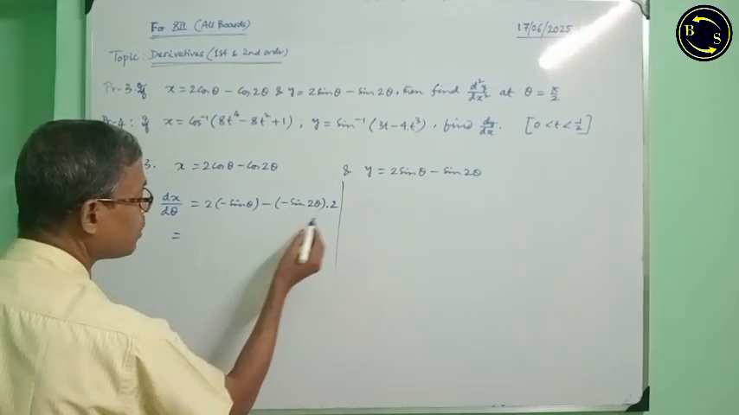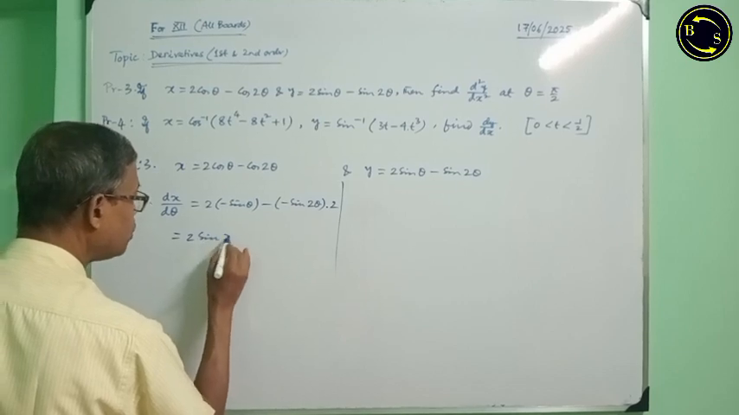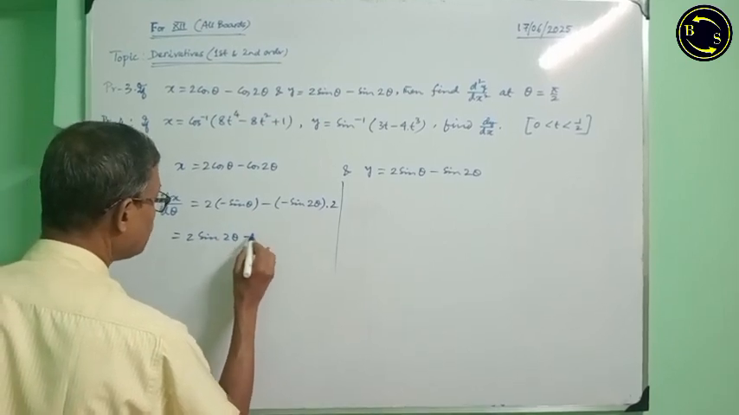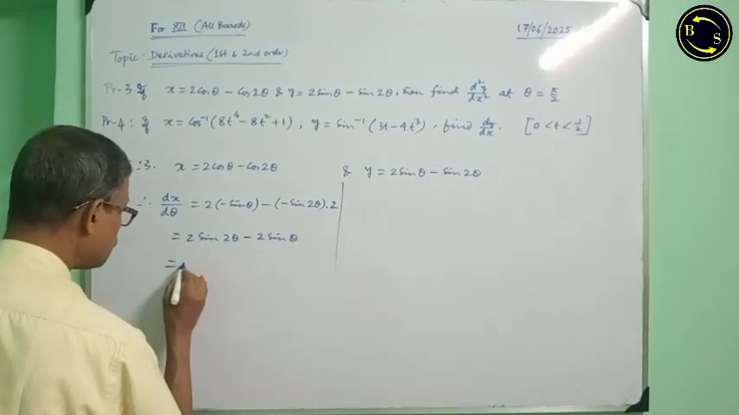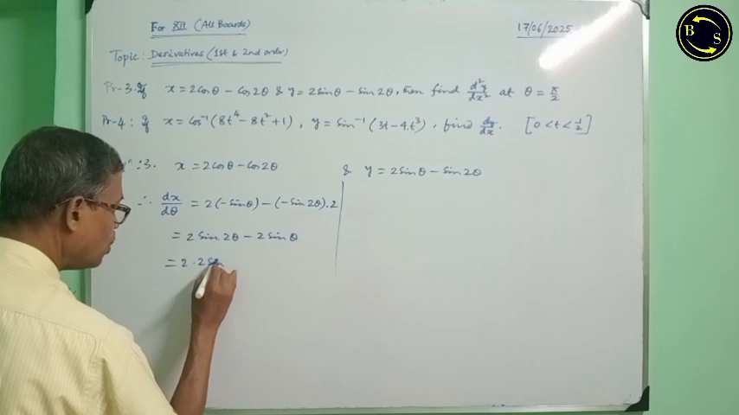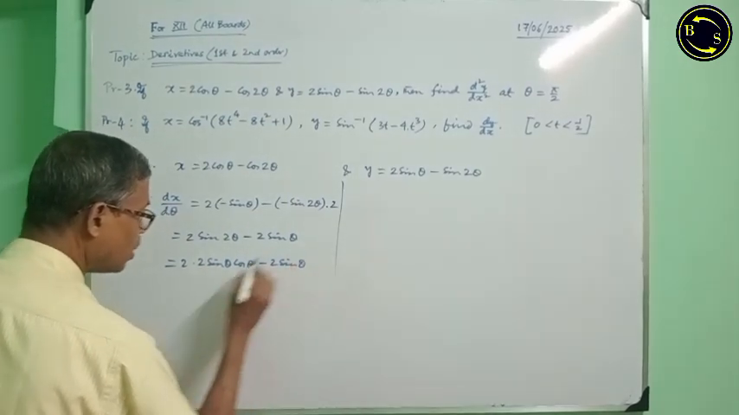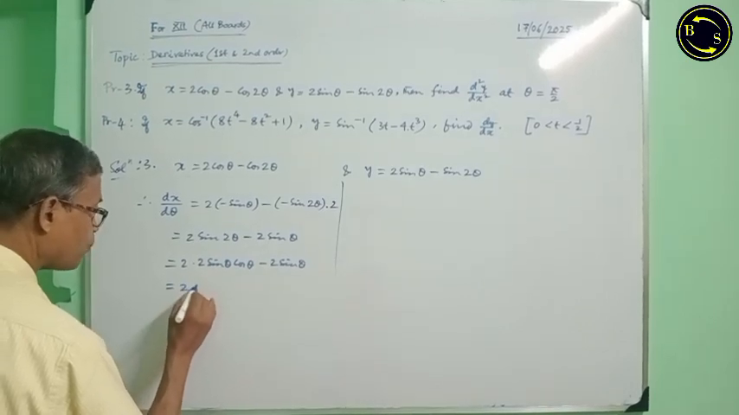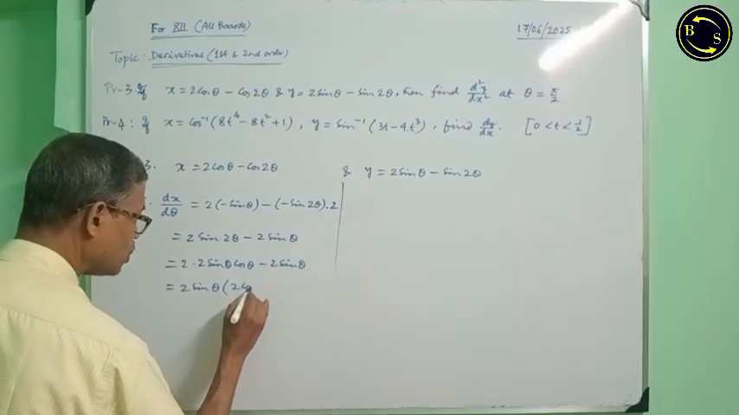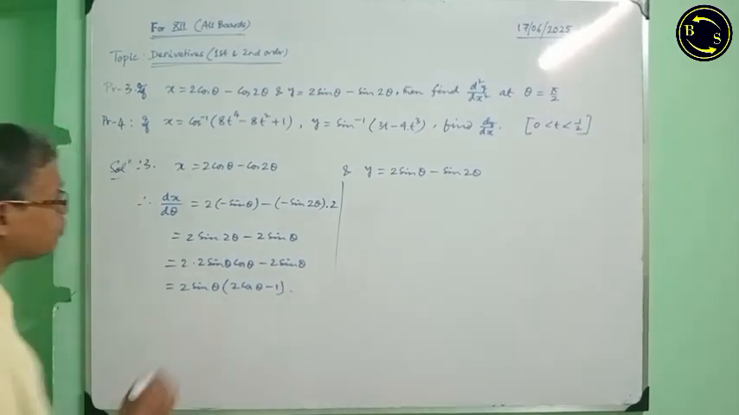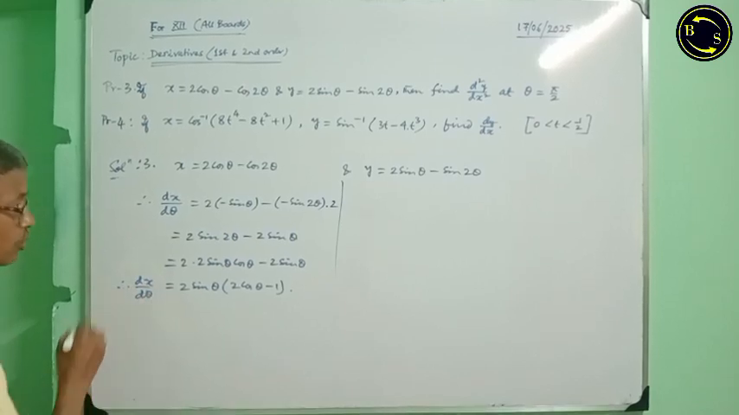We simplify that, 2 sin 2 theta minus 2 sin theta. Now this is 2 into 2 sin theta cos theta minus 2 sin theta. Actually I am simplifying. 2 sin theta is the common factor, 2 cos theta minus 1. dx d theta equal to this.